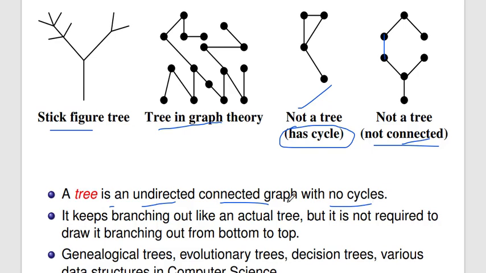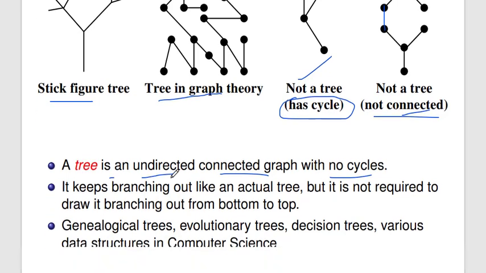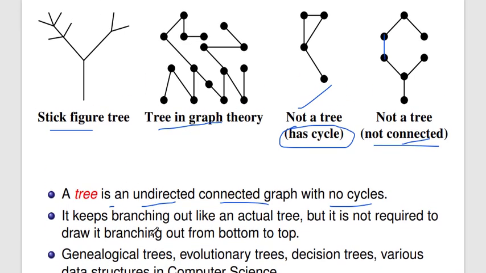Undirected means it has a non-empty set of edges and vertices. Also it keeps branching out like an actual tree, but it's not required to draw it branching out from bottom to top. Maybe it's top to bottom like this also. This is also a tree.